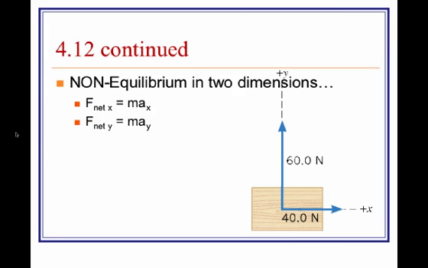The important thing when calculating the net force in the x direction and the net force in the y direction is to add up all the forces and pay attention to direction. Paying attention to the direction that the forces are acting is extremely important.